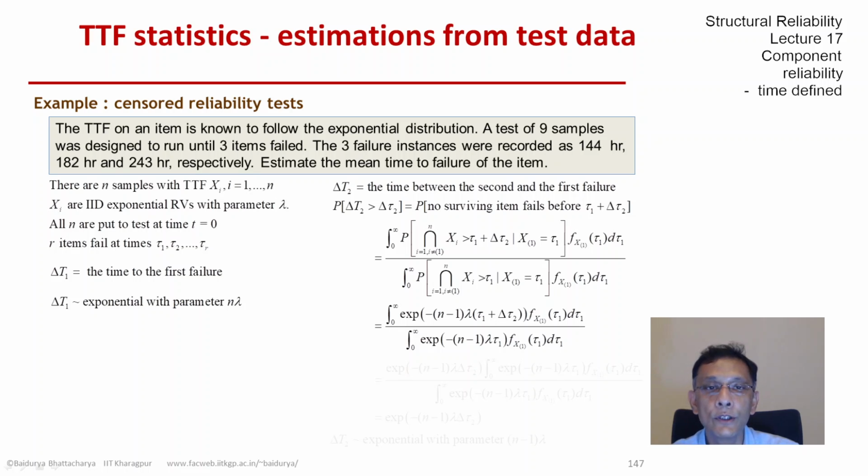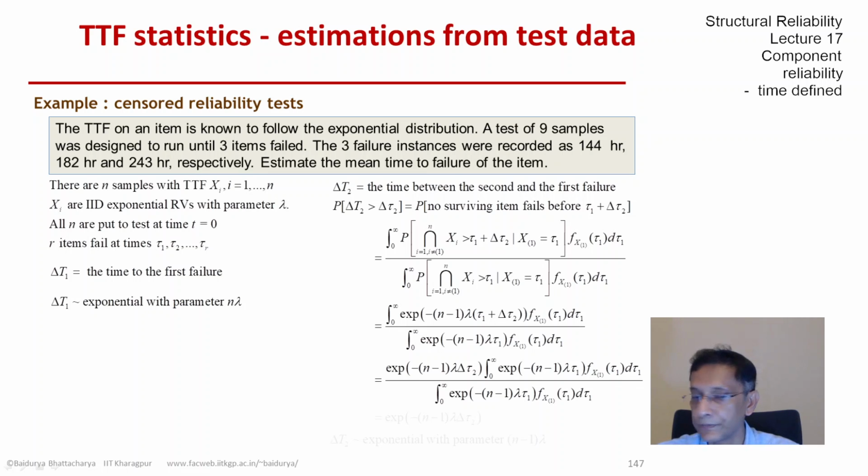Once we do that, we can factor out the term that is independent of tau 1, so we bring it out of the integration in the numerator, and what we end up with are two common factors in the numerator and the denominator, and they cancel out each other, and what we are left with is a simple expression of exponential of negative a constant times delta tau 2, which is what we started with. So as soon as a random variable has a complementary CDF looking like that, it must be an exponential random variable. So just like delta t1, delta t2 is also an exponential random variable with parameter n minus 1 lambda. Delta t1 had parameter n lambda, delta t2 has parameter n minus 1 lambda.